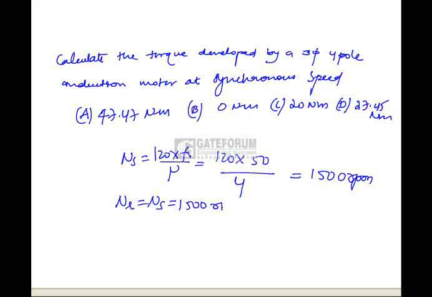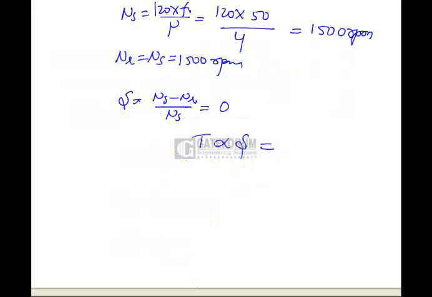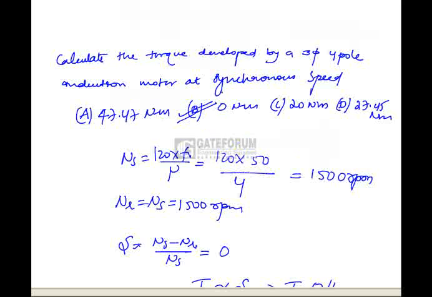That means rotor speed is equal to synchronous speed, which is also 1500 RPM. Now slip is defined as Ns minus Nr by Ns. This is equal to 0. Torque is directly proportional to slip. What does it mean? Torque is equal to 0. At synchronous speed Ns, the torque value is always 0 in an induction motor. So 0 Newton meter, option B is the answer.